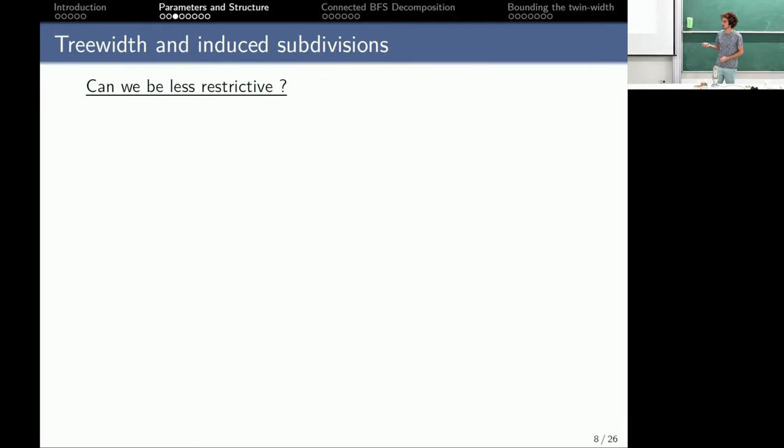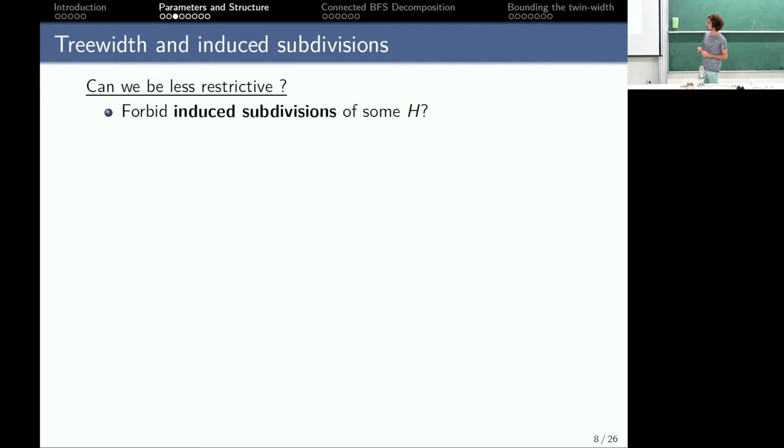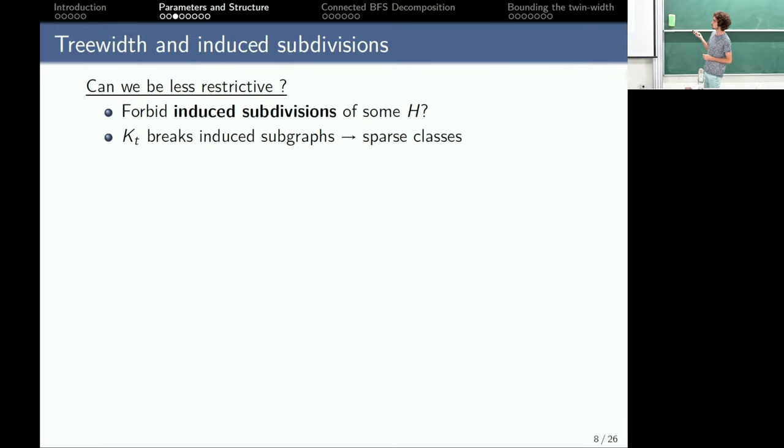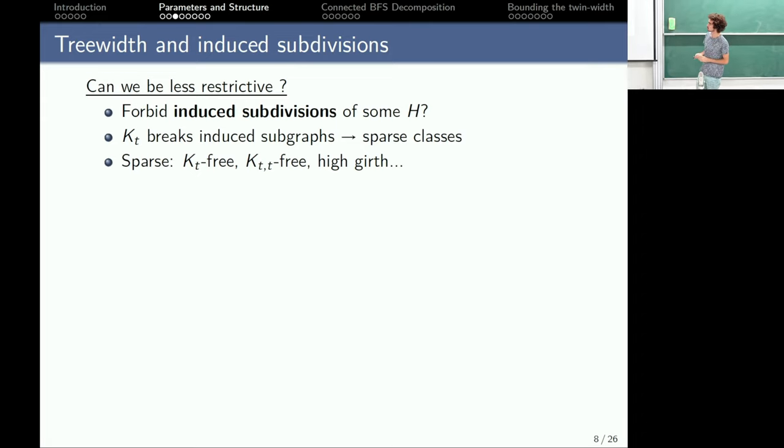Now, the question is, can we be less restrictive? Can we forbid a bit less than a minor? Can we forbid some induced subgraph? For instance, we can even forbid induced subdivisions of some graph, because these are like forbidding more than the graph. The idea is that you also need sparseness, because graphs like K_t break any induced subgraph that you could ask for. So in the talk we'll look at sparse classes, for some of these definitions of sparseness, that forbid some induced subdivision of some graph.